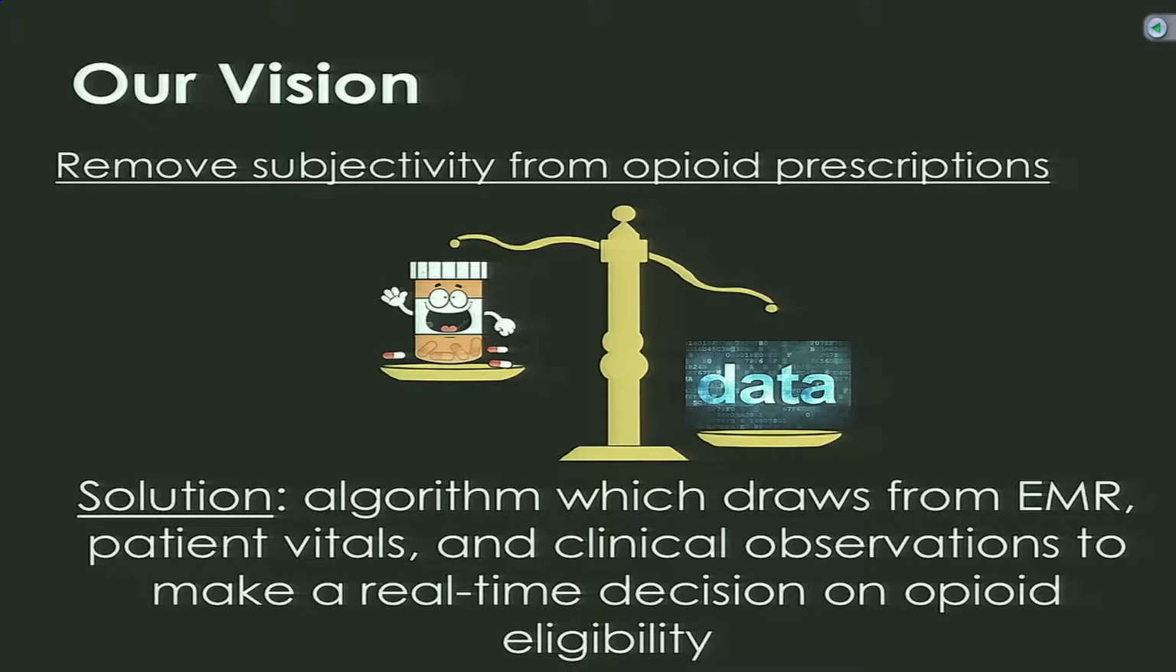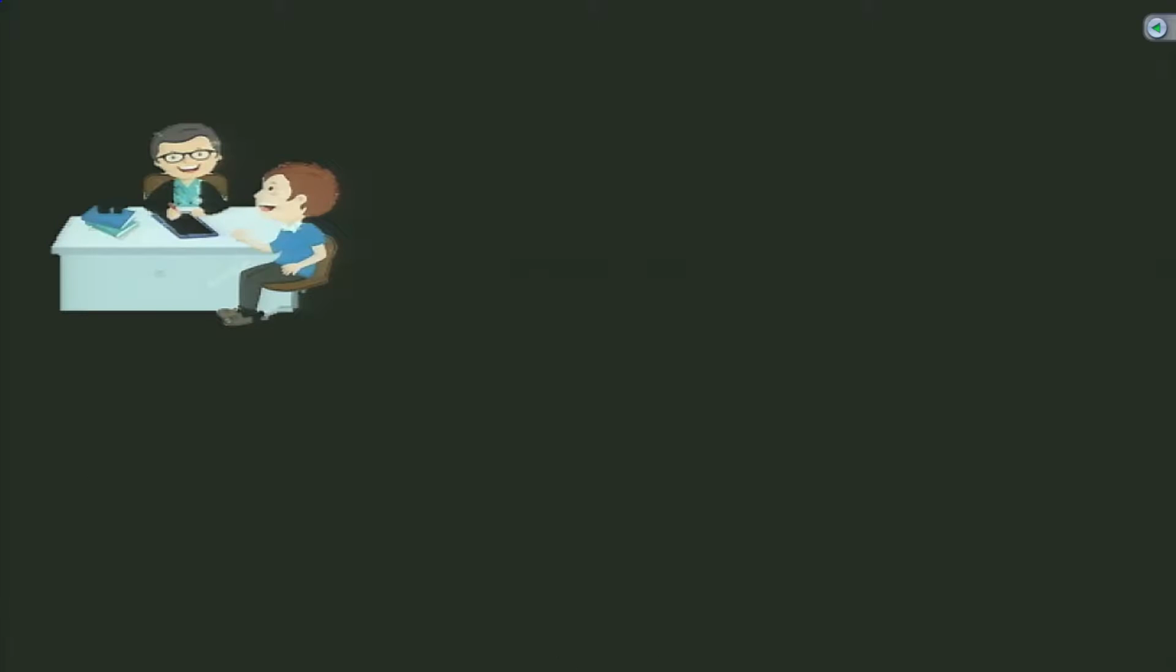So our ultimate vision was to remove the subjectivity from opioid prescriptions, and the solution that we came up with was to develop an algorithm which pulls information from the electronic health records, patient vitals, and clinical observations acquired during a patient consult. And all of this is to provide a real-time decision on which patients are eligible or not for opioids.